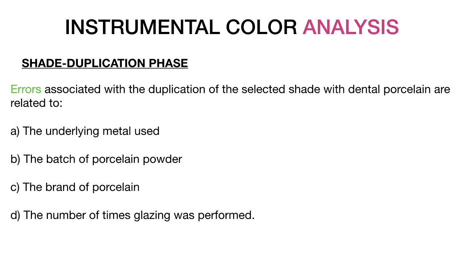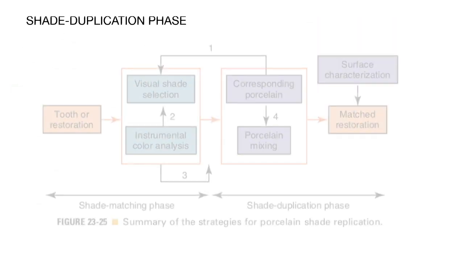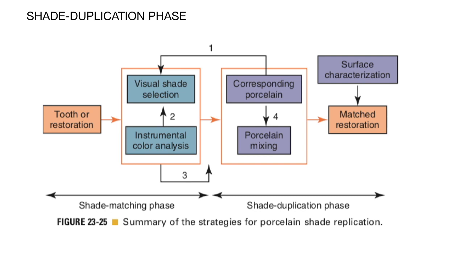The errors associated with the application of the selected shade with dental porcelain are related to the underlying metal used, or the end color that is not masked well by the core, the batch of porcelain powder, the brand of porcelain, and the number of times glazing was performed. So we can arrive at a matched restoration, but we have to have good collaboration between the dental office and the dental lab.